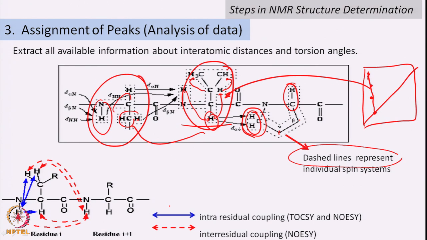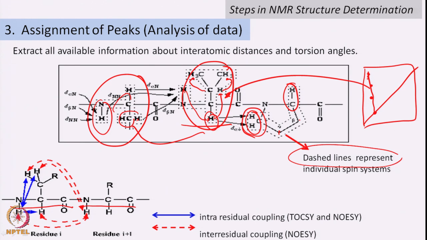That is how we try to identify, from TOCSY and NOESY, how the residues are connected. Here, just for a schematic, we have shown two residues, i and i plus 1. This one residue is i up to here and this is i plus 1. In TOCSY you will get all the blue correlations, which are intra-residue, from NH to CH alpha and then to methyls. And in NOESY you can get correlations within the same amino acid as well as the neighboring amino acid. So we can get intra-residue as well as inter-residue correlations.